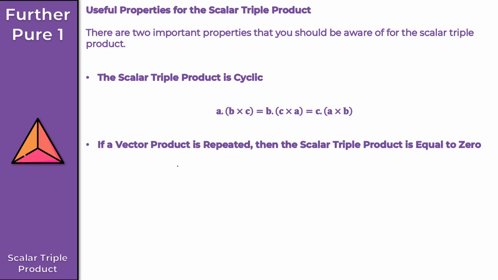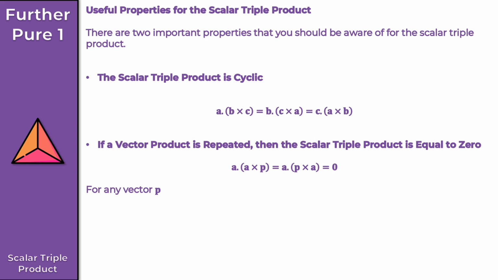Now for the final property, property 2, we say that if a vector product is repeated, then the scalar triple product is equal to 0. In that case, as you can see, a dotted with this cross product is equal to a dotted with this cross product, so we're repeating this vector product. In that case, that would be equal to 0, and that's for any vector p. So that gives us our two properties for the scalar triple product.